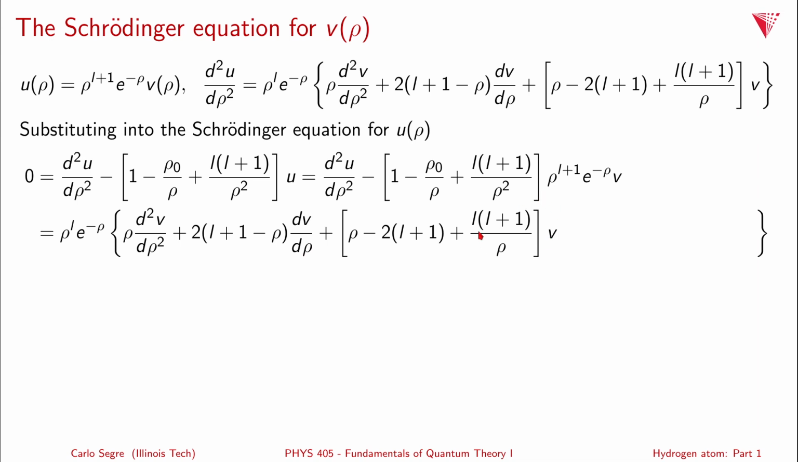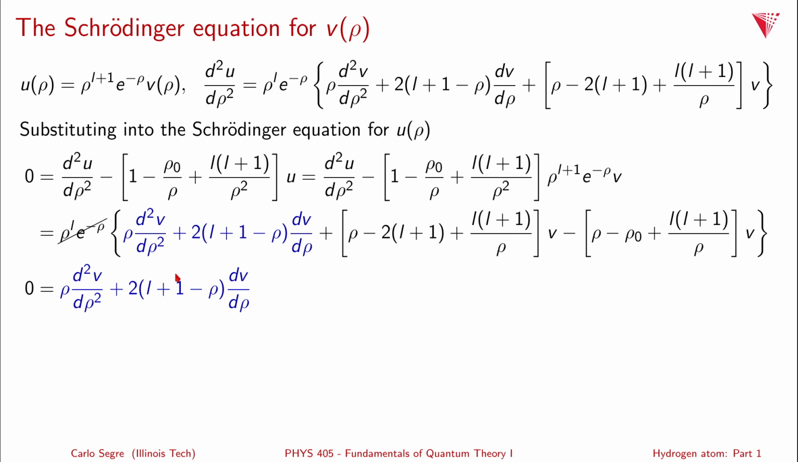What I need to do now is put this term here on an equal footing. That is, I have to factor out a rho to the L, e to the minus rho. That's pretty straightforward. I have e to the minus rho, I have rho to the L, I'm left with a rho multiplying everything that's in here. And so when I do that, I get minus rho sub 0, that has canceled that, plus L times L plus 1 over rho, all times v. Well, this has to be equal to 0, so I can ignore the first factored out term, because the only way this can be 0 all the time is if the quantity in the braces is equal to 0.